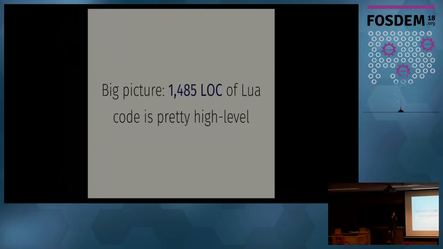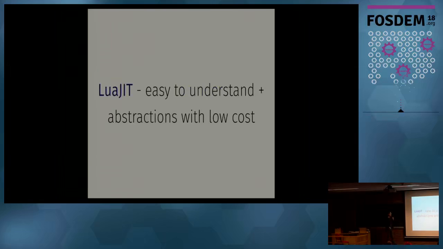But let's start with the big picture of the Snabb driver world. I'm going to be talking about Snabb's Intel NIC driver, and that's about 1,485 lines of Lua code, and that code is pretty high level. So it's not quite 500 lines of code, but it's getting there. The nice thing about this driver is that we're using an implementation of Lua called LuaJIT, and Lua is quite high level, so the code is quite easy to understand. And LuaJIT, because of its tracing JIT compiler, is quite performant, and so we're able to get the abstractions that Lua has with relatively low cost.